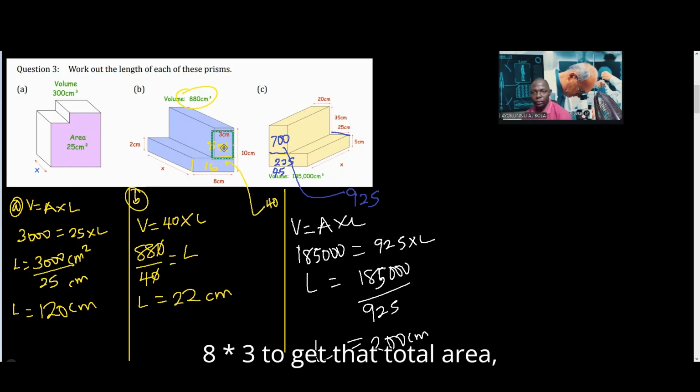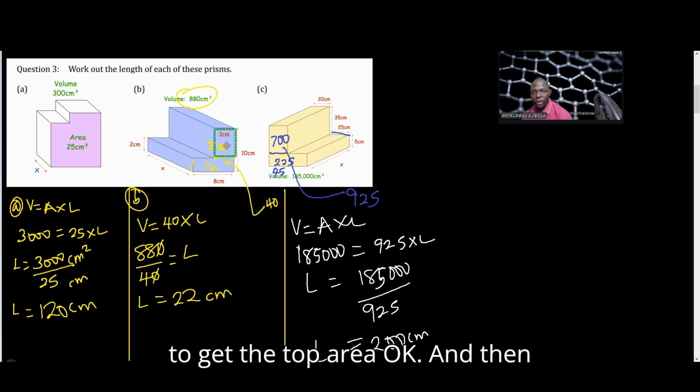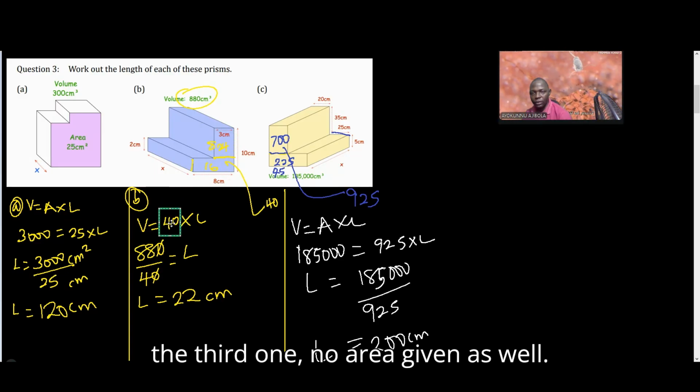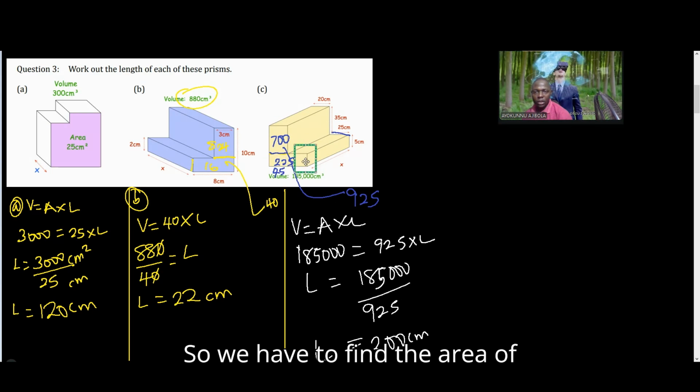And then 8 times 3. So do we do 8 times 3 to get that total area, to get the top area? Okay. And then you added that 16 to make 24, to 40. Then the third one has no area given as well.